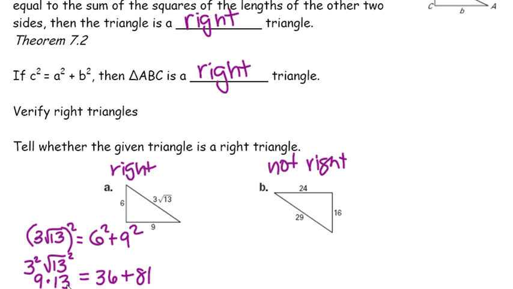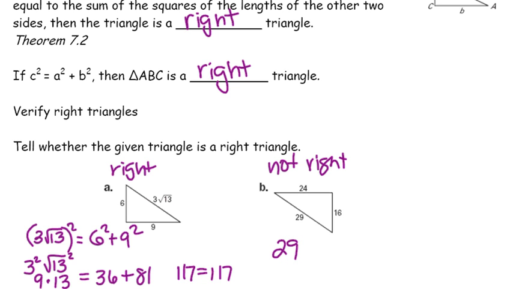And sure enough, if you multiply these together, you get 117, which is what 36 plus 81 equals. So 117 equals 117, and that's why this is a right triangle.